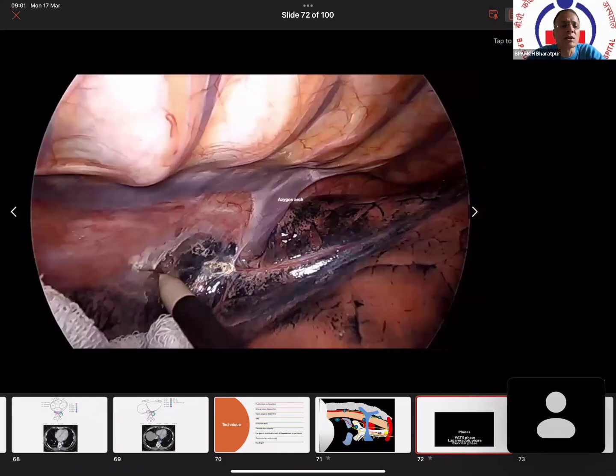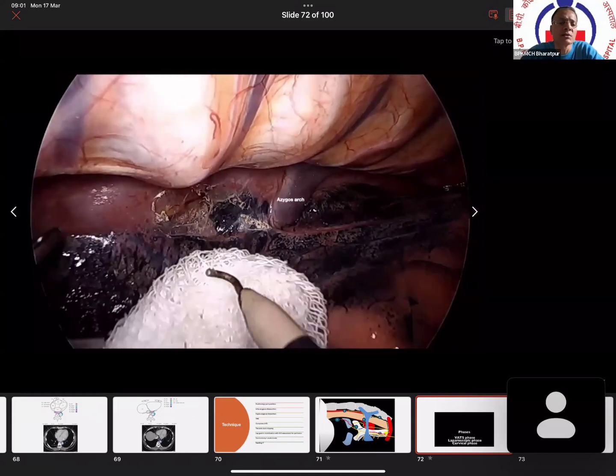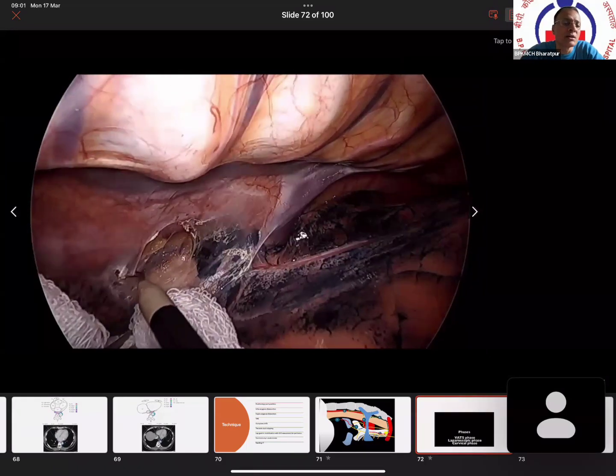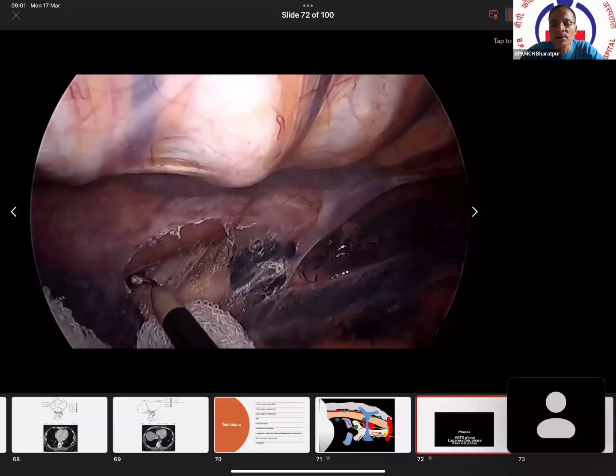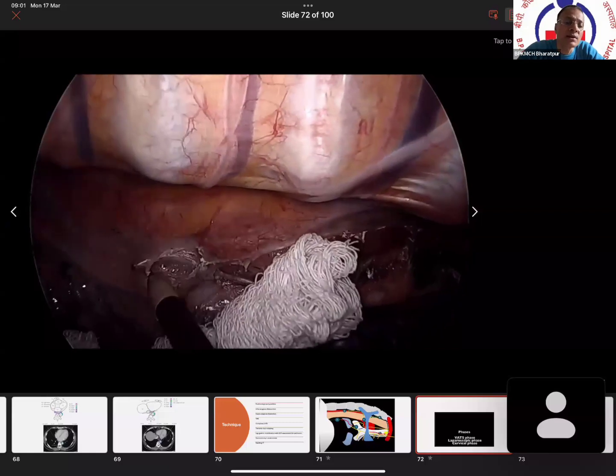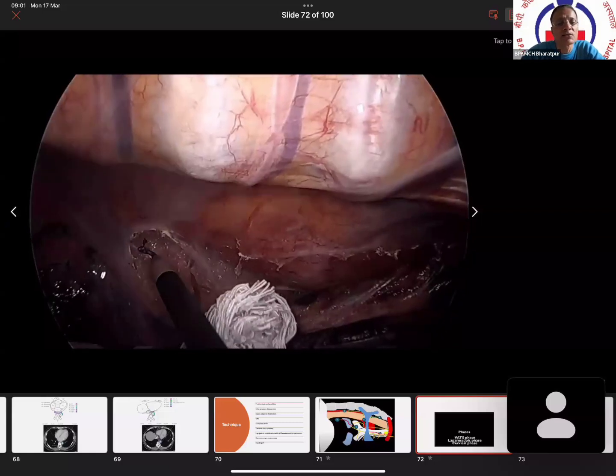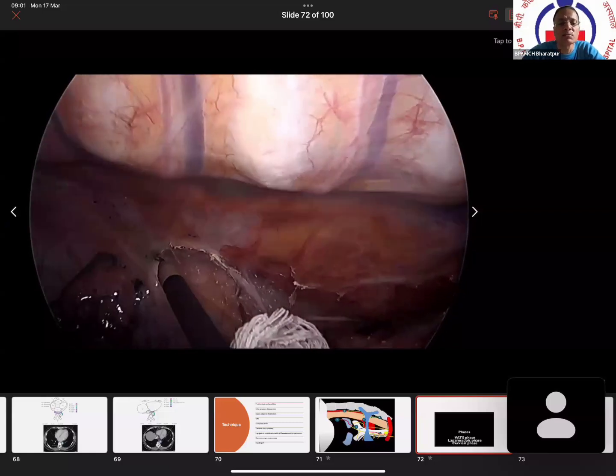So we generally use only hook cautery, sometimes a bipolar instrument. There may not be a need for any high-tech devices like LigaSure or the Harmonic for the esophageal cancer mobilization. For the abdominal part, yes, we need that, but for the esophageal chest part, we may not require it.